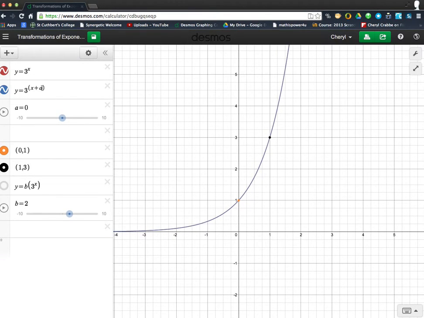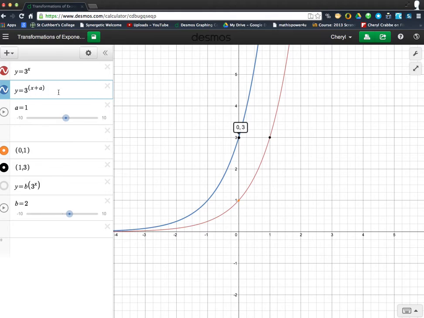Now, let's take a look at what happens when we do add a number to the exponent x, so that we now have an equation that looks like this: 3 to the exponent x plus a, and a can be anything. So let's just say we make a 1. We've made x plus 1 our exponent. Now, take a look at what happens to the graph, and look at where the points are now. Here's (0, 1). It is now over here at (-1, 1). And this point from the original graph, (1, 3), is now at (0, 3).